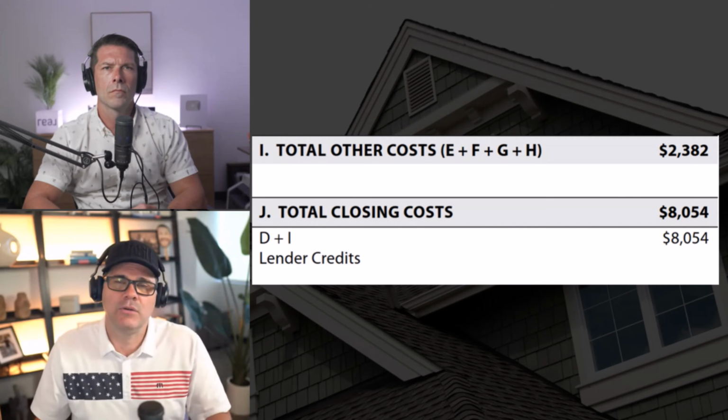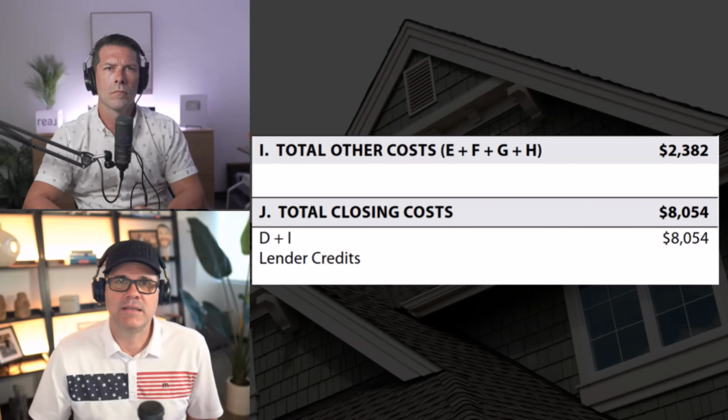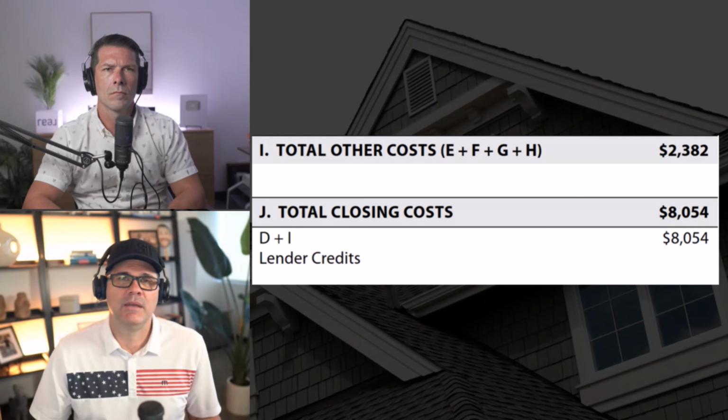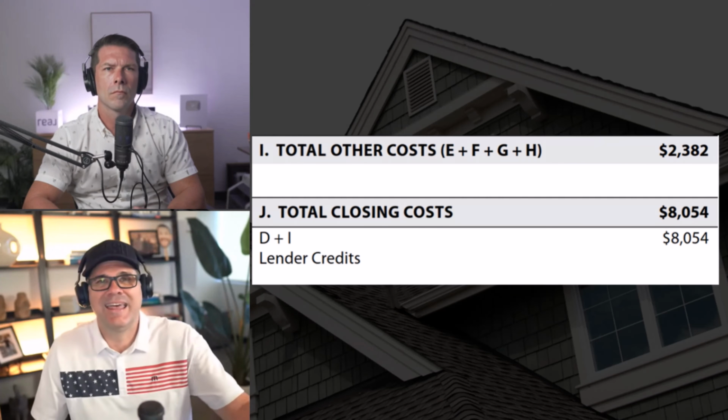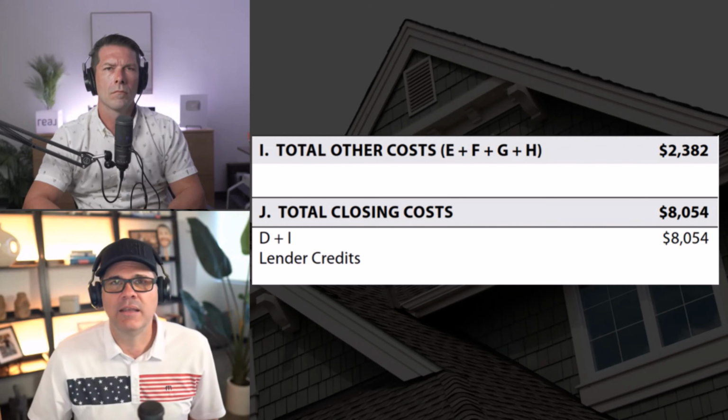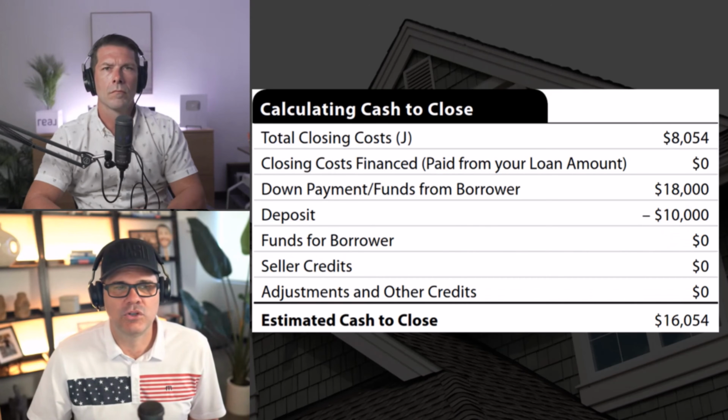And they would also list a lender credit here. Let's say that the lender is saying if the rate is 7% at 0 points and you take 7.25, we'll give you a 1% of the loan amount credit. That's where that credit would be listed, and you would see that, and it would offset your total closing costs.